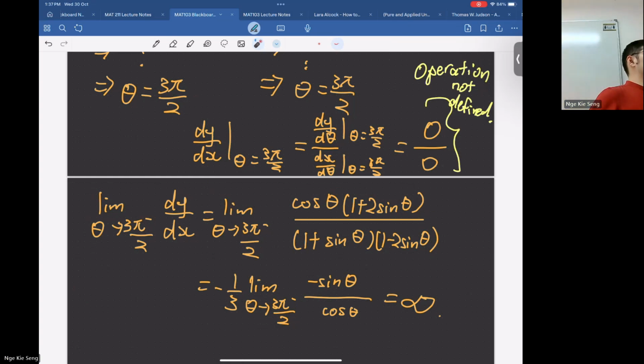Sorry? Corner? What do you mean by corner? Differentiable? I think so. Yeah. Not differentiable. Yeah.